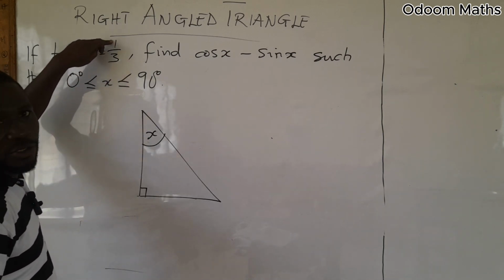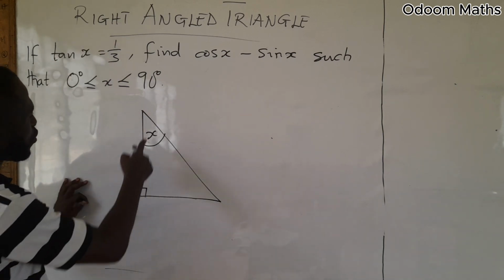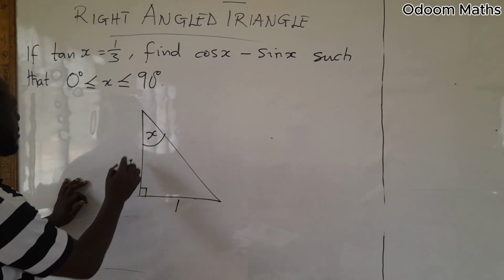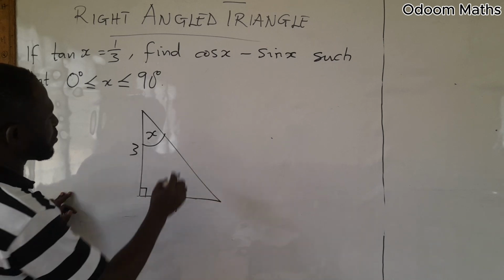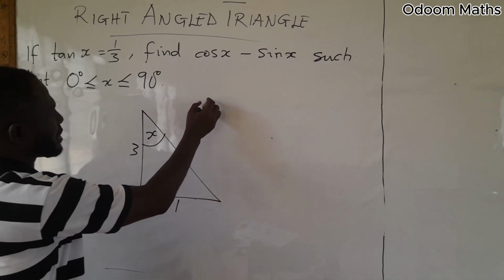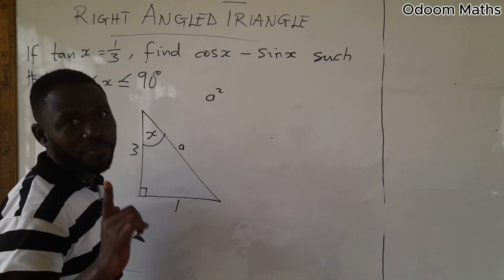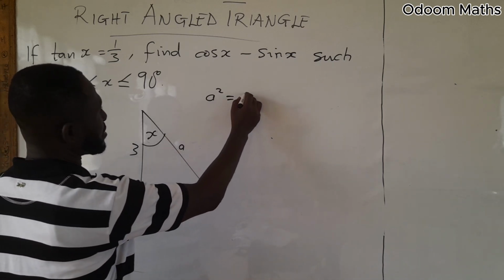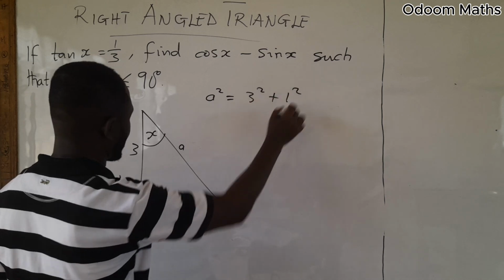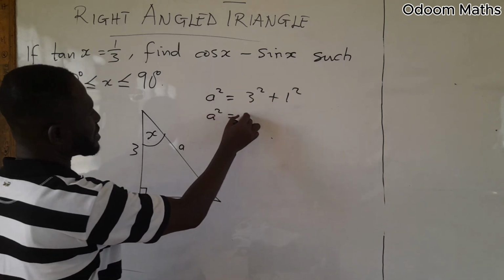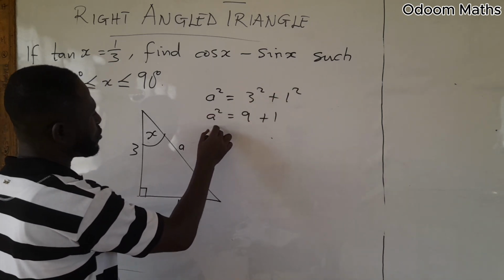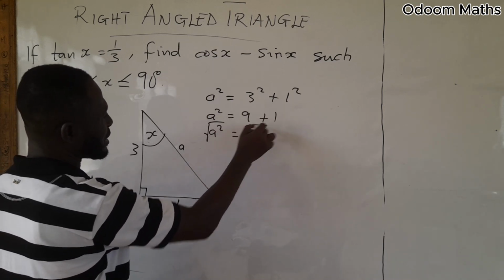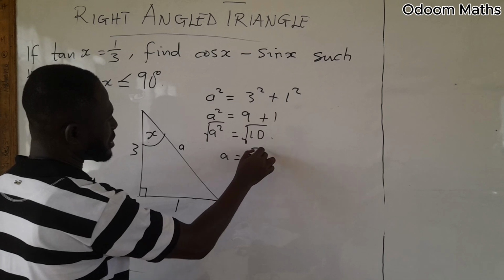Tan is opposite over adjacent. So opposite to this angle is this side, 1, and adjacent is this side, that is 3. So we need to find this side. Let me call it A. Now we can say that, per the Pythagoras theorem, A squared is equal to 3 squared plus 1 squared. So A squared becomes 9 plus 1, and then A squared becomes 10. We put square roots on both sides, and then A is root 10.